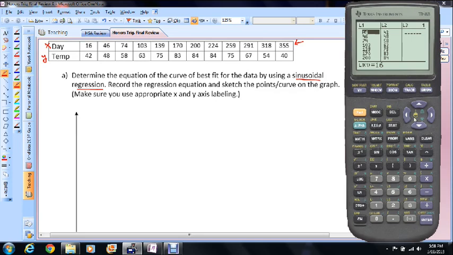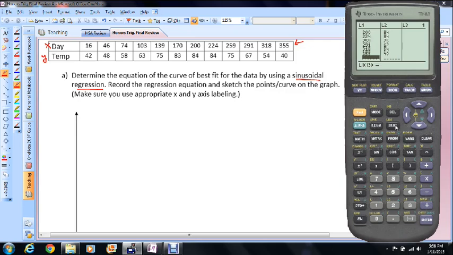So anyways, once you have all your values in, I strongly suggest that you go through and check and make sure everything's correct before you go any further. You don't want to go through and answer parts B, C, and D if your equation's wrong. Then you're going to have to redo everything. So anyways, make sure your numbers are correct.